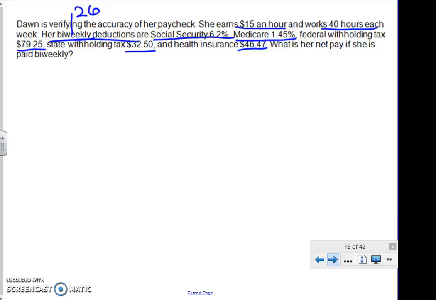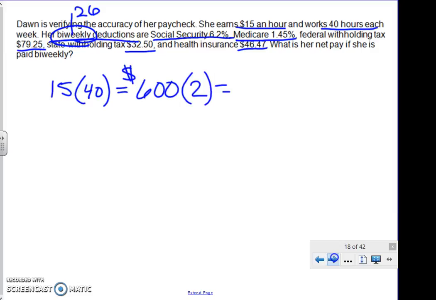First, let's find her gross pay. Her gross pay is $15 an hour for 40 hours a week, so we're looking at $600 a week. However, she is paid biweekly, so we're going to multiply that by 2, because each paycheck gross pay is going to be $1,200. And gross pay is her pay before deductions. Now we need to take a look at all of her deductions.